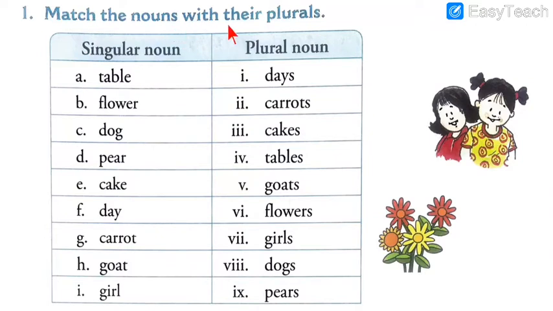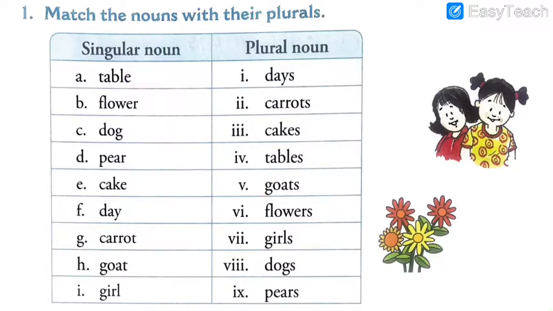Match the nouns with their plurals. Singular nouns are given on the left side, plural nouns are given on the right hand side. We have to just match it. Let's match it. A, table. So you have to find the plural of table in the plural noun column. Days, no. Carrots, no. Cakes, no. Tables, yes. Can you see table and tables?